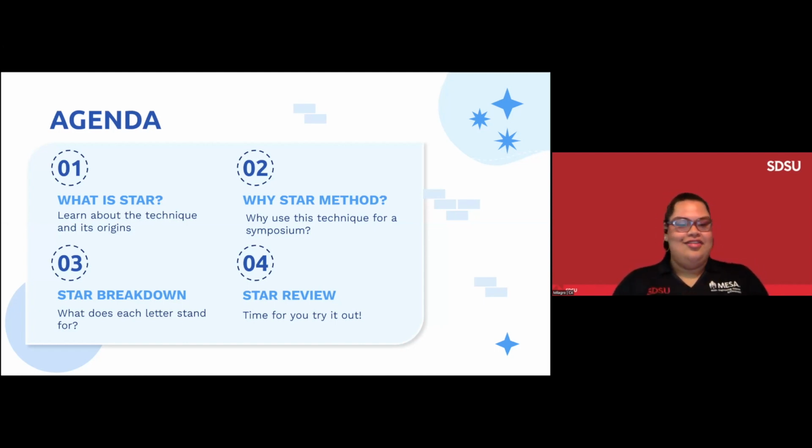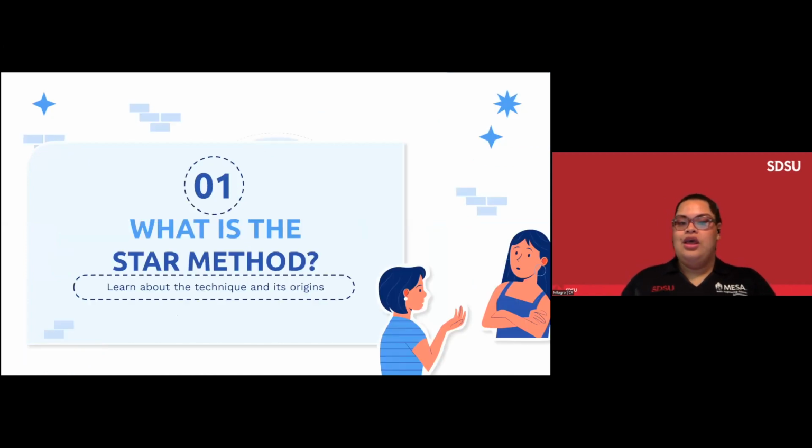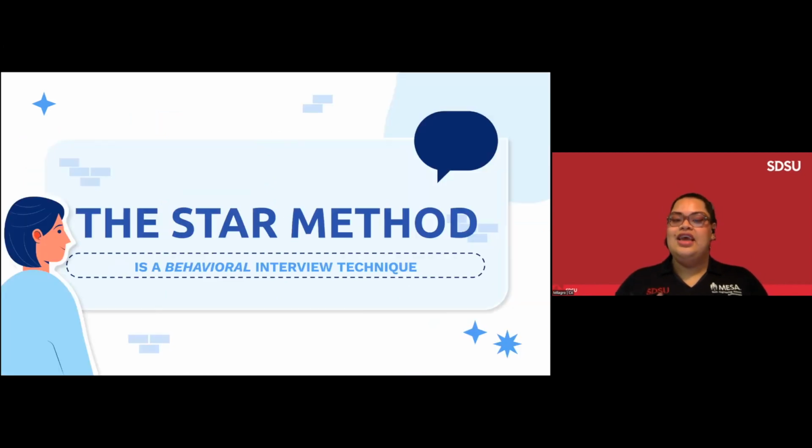in their presentations. Alrighty, so to begin, I know many people don't know what the STAR method is. They hear STAR method and they're like, oh no, what does that mean? So originally the STAR method originated as an interview technique. Specifically, it is a behavior interview technique. This is used by employers to see how past behaviors will essentially predict future behaviors.